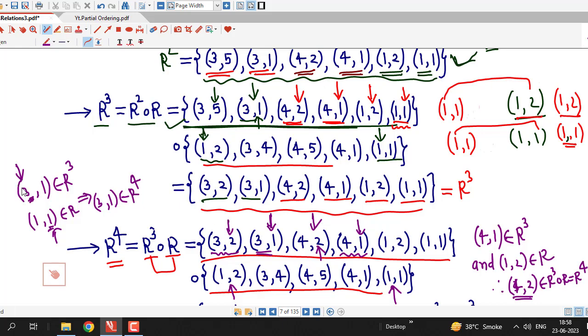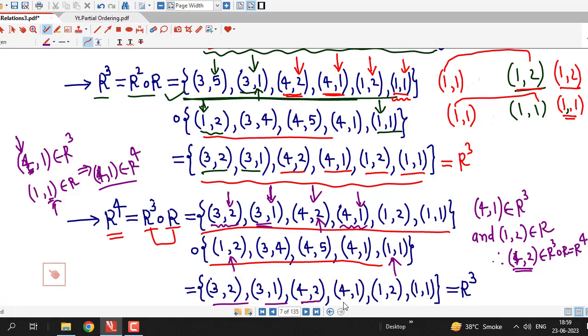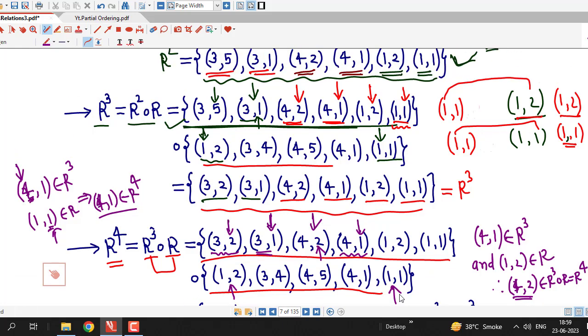Similarly, here also I can write (4, 1) belongs to R3 and (1, 1) belongs to R. So we have (4, 1) belongs to R4. So I obtain (4, 2) and (4, 1). So that also I have written here. Here the second component is 2. There is no ordered pair whose first component is 2.